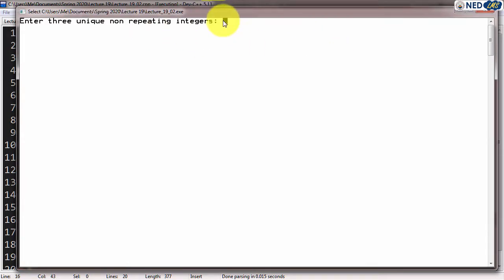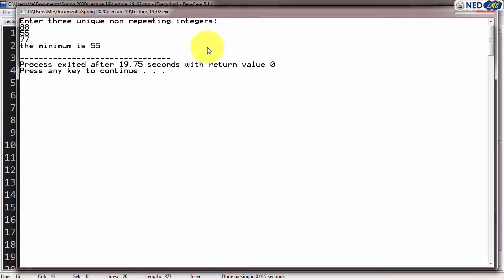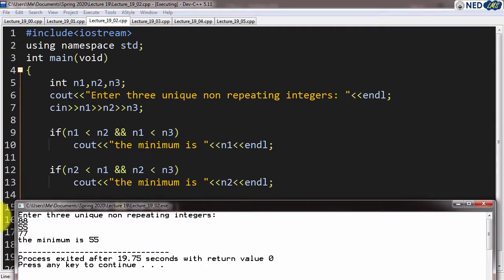Enter three numbers. So I'm going to write, for example, 88 and 55 and 77. So it says the minimum is 55. Now let's see how it works. 88 was assigned to n1, 55 assigned to n2, and 77 is assigned to n3 because that was the third input. Now n1 is 88, so is n1 less than n2, 88 less than 55?